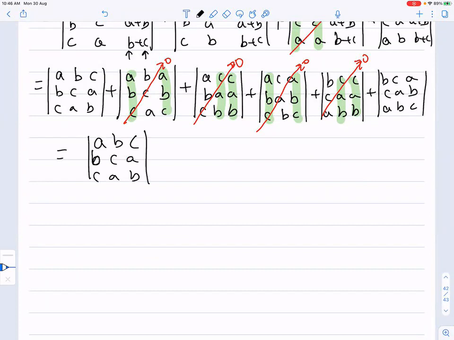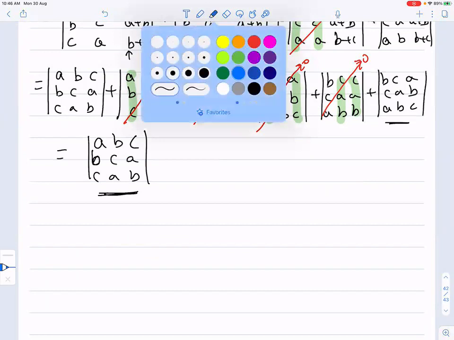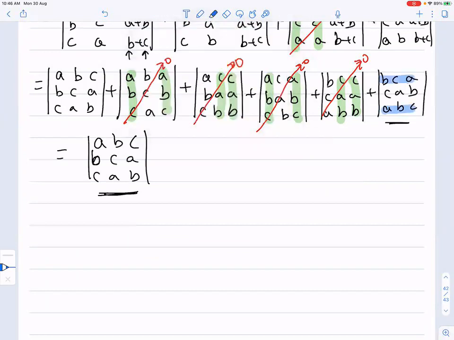Why? We have to prove that it is twice this determinant. So I try to modify this determinant. How? I will interchange this row and this row, because in the first row I need ABC. So for that I will interchange both. When I interchange, what comes? That is the negative of the original.